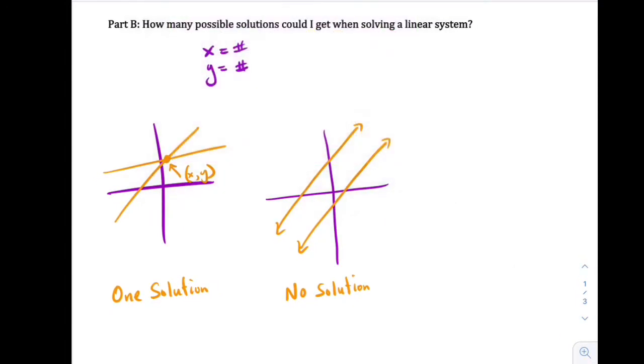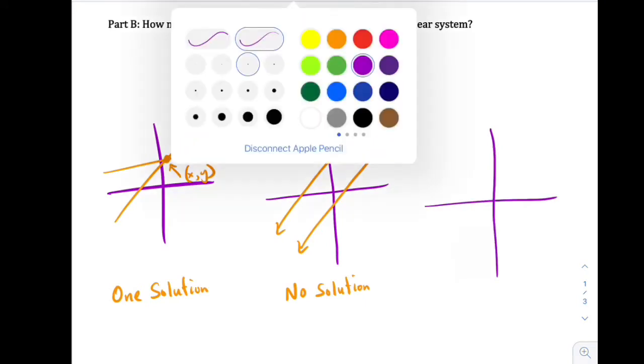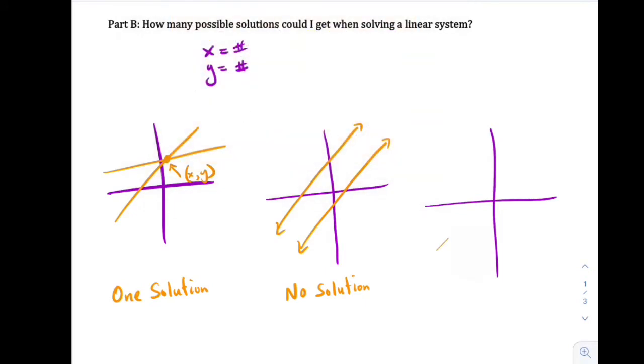There's one more possibility, if you can think of it. It's not going to be crossing twice. The other possibility is if I have one line and I have a second line right over top of that one.